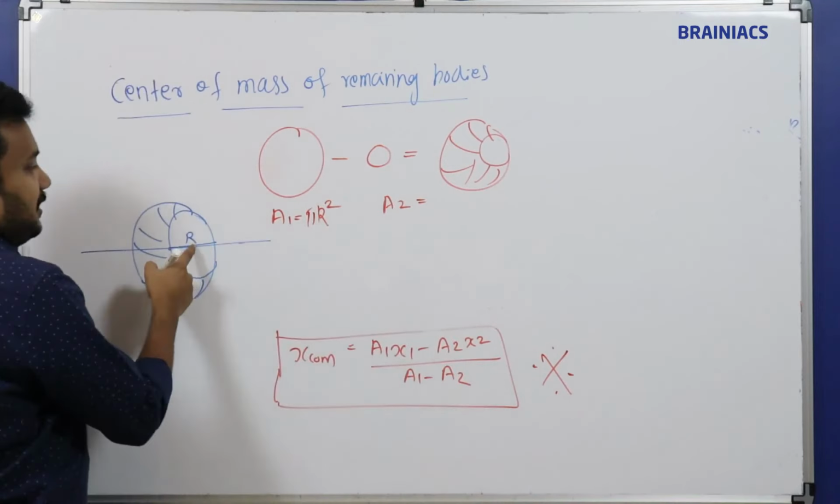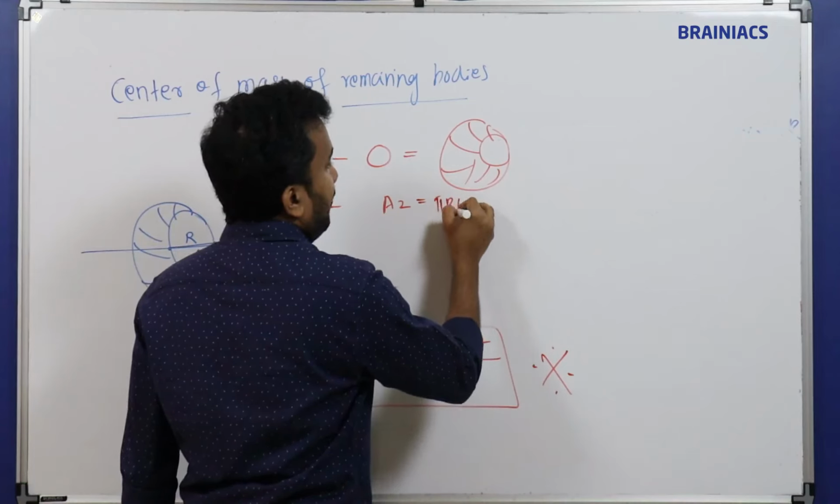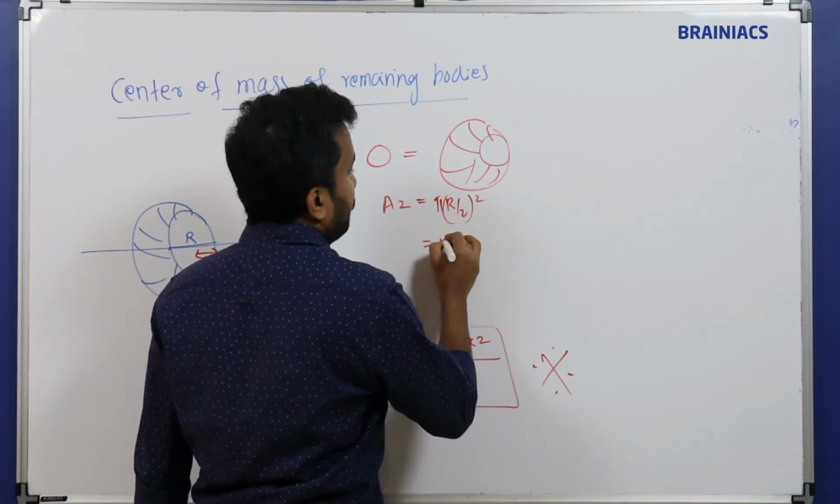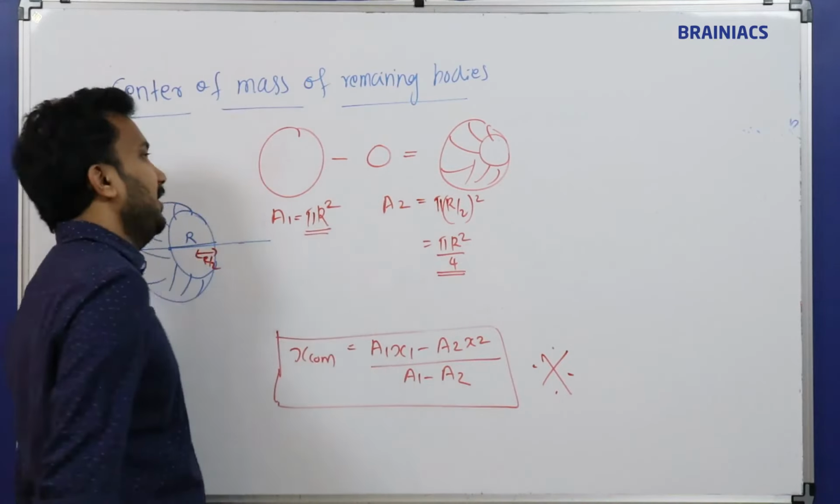What is the area of this one? What is the radius of the small sphere? r/2. So it becomes pi (r/2) the whole squared, which is equal to pi r square divided by 4. This is pi r square. So we got two areas.